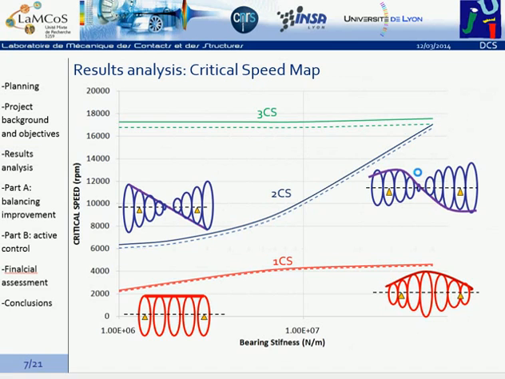Another important result comes with this chart, in which we represent the evolution of the critical speeds in function of the stiffness of the bearings. So what we can see here is an evolution from rigid modes to flexible modes, in which the stiffness of the bearing has been increased. This chart is important whenever we change from one type of bearings to another, in order to see which is the influence of bearing stiffness on critical speeds.